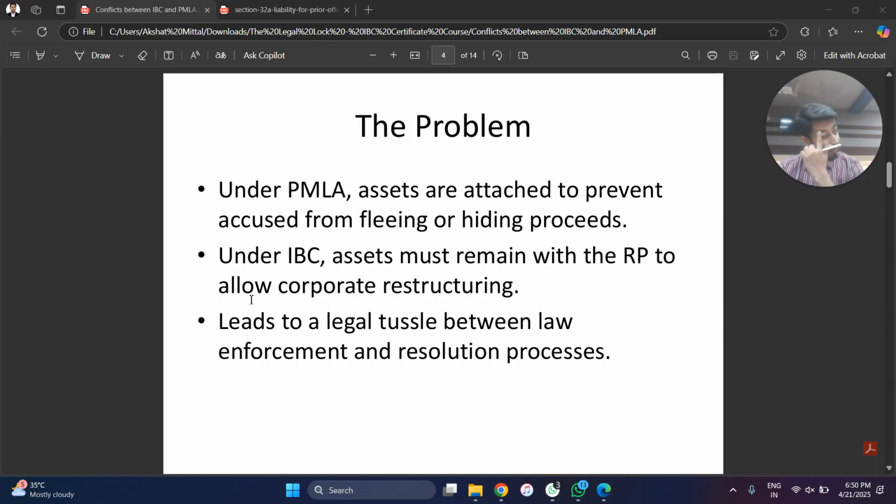So the problem is that the purpose of attaching the property under PMLA and the purpose of taking control over the assets under IBC clash with each other. We have seen many situations where there is a fight going on between the Enforcement Directorate and the RP, when the Enforcement Directorate approaches NCLT to get the assets released from the control of the RP, and vice versa, the RP goes to the adjudicating authority under the PMLA Act to get the property released from the hold of ED. So there has been a legal tussle between these two laws in this manner.